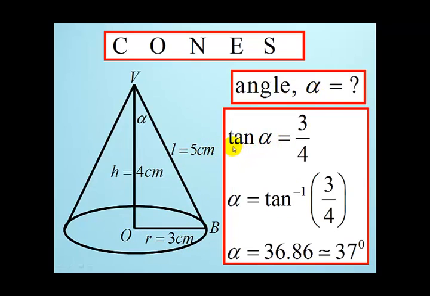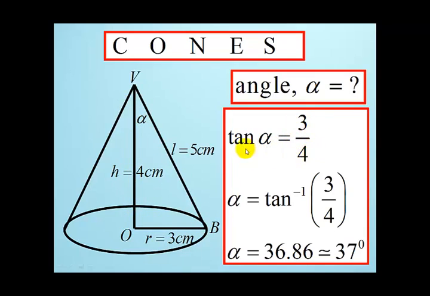Using the ratio tan alpha, tan is opposite over adjacent. So tan alpha will be equal to, when we consider the angle alpha, we can see that the side R equals 3 centimeters is opposite to the angle alpha, and the side VO, that is H, equals 4 centimeters, is adjacent. So tan alpha is equal to 3 over 4, that is opposite to the angle alpha divided by the adjacent to the angle alpha.